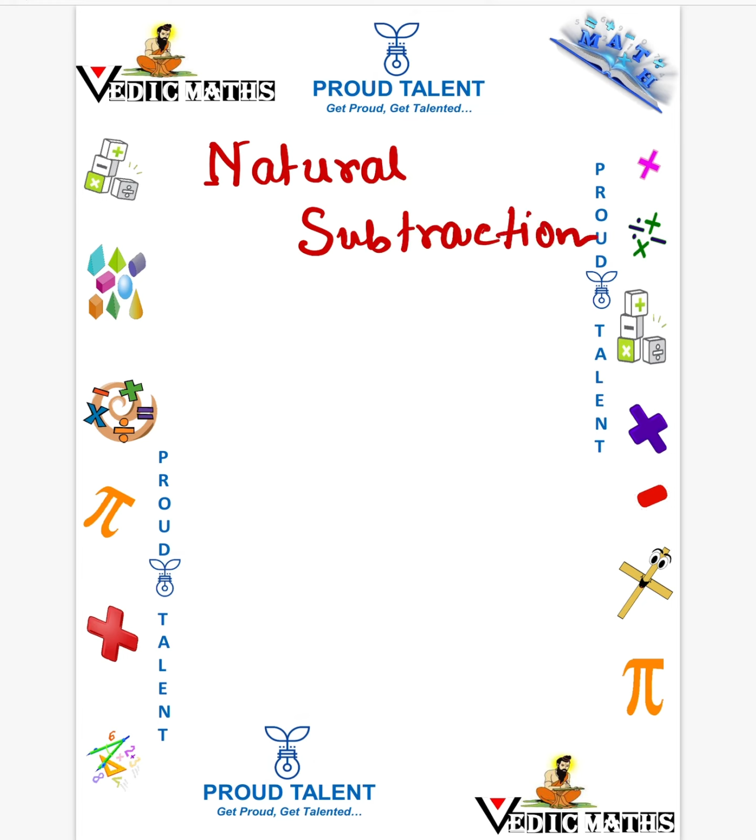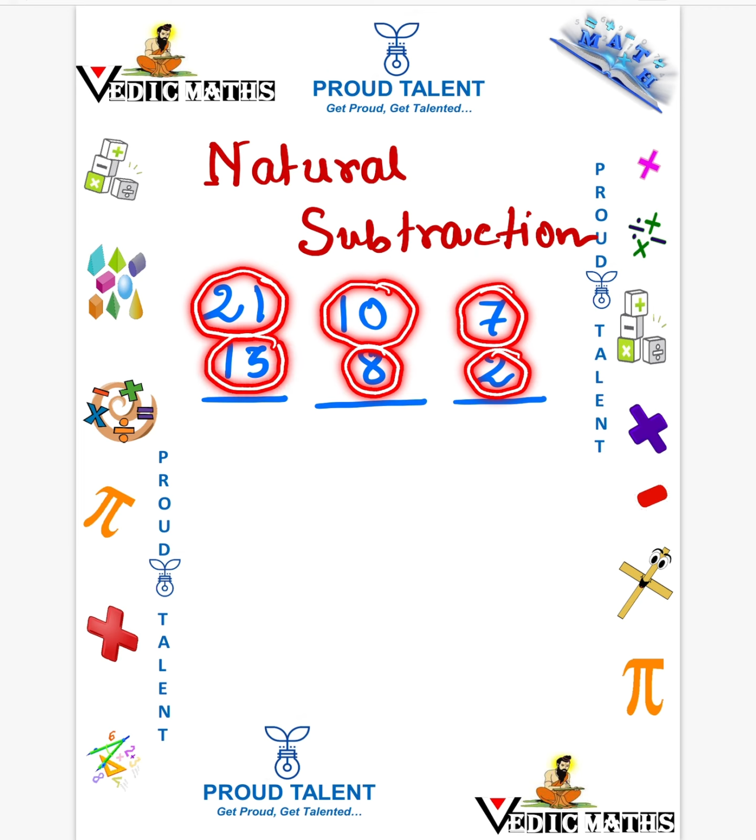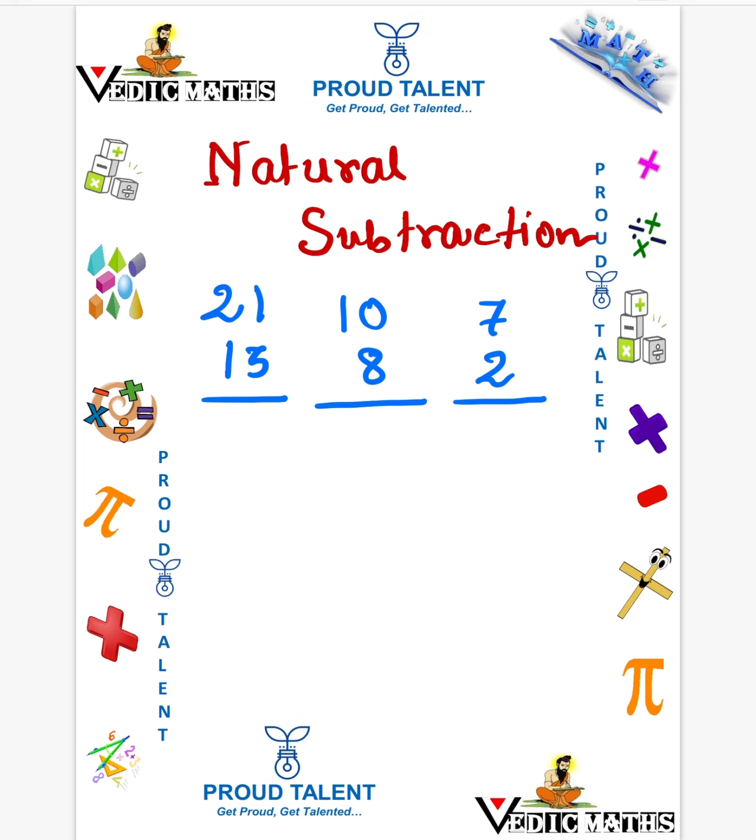So students, normally in any subtraction we take, such as 10 minus 8, or 7 minus 2, or 21 minus 13, you can see one thing: this is the big number or big digit which is upward, and this is the small number or small digit just below the big digit. So we can do the subtraction.